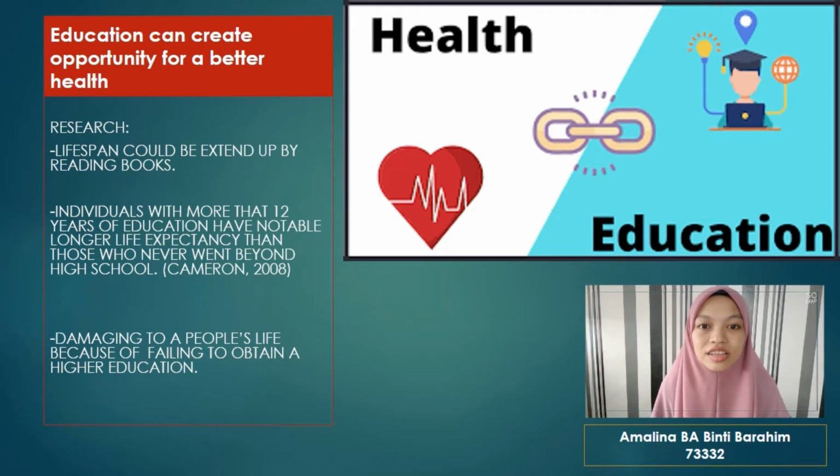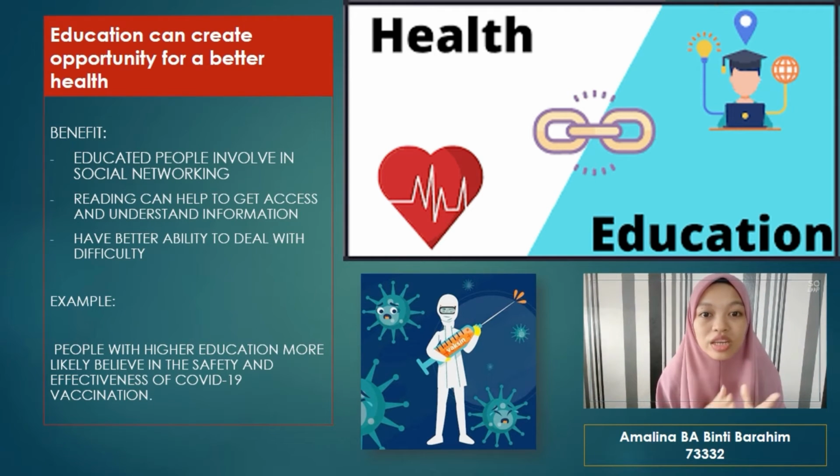In addition, there are also findings about damage to a person's life, such as smoking cigarettes, also because of failing to obtain a higher education. One of the benefits of being an educated person is involvement in social networking. Reading can help us to get access to and understand information. Higher educated people feel they have better ability to deal with difficulty because they have many cognitive skills which can help in managing complicated situations.